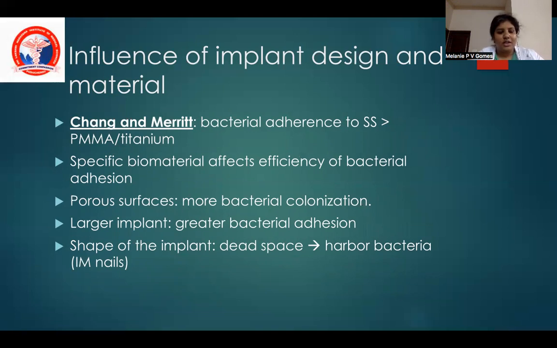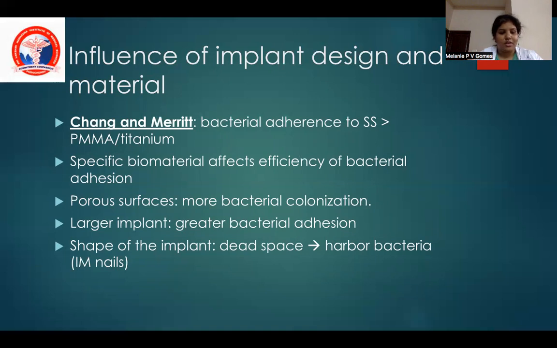How does the implant design and material influence this? Bacteria adhere differently to different substances. Chang and Merritt stated that bacterial adherence to stainless steel is greater than to polymethyl methacrylate and titanium. Specific biomaterial affects the efficiency of bacterial adhesion. For example, coagulase-negative staphylococci exhibit preferential adhesion to polymers, whereas coagulase-positive staphylococci adhere more readily to metals.